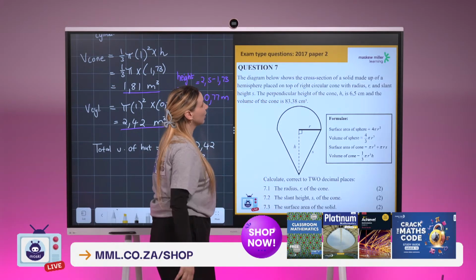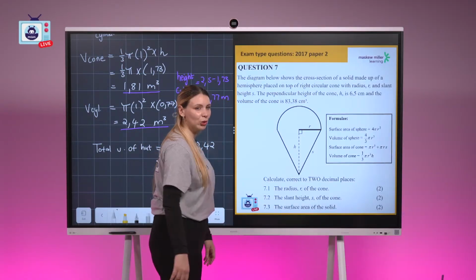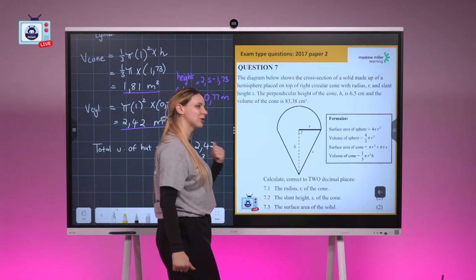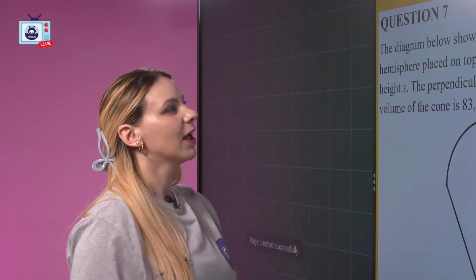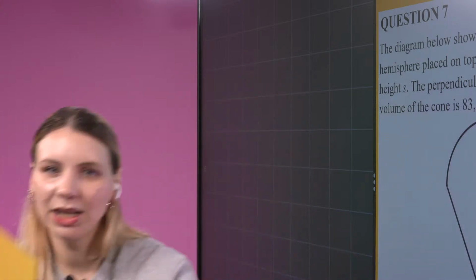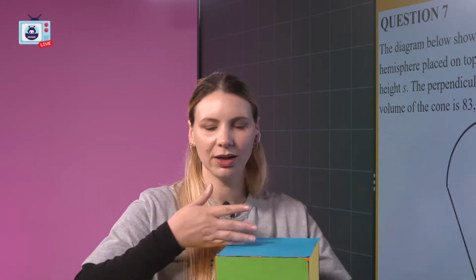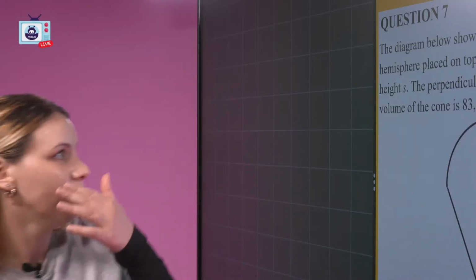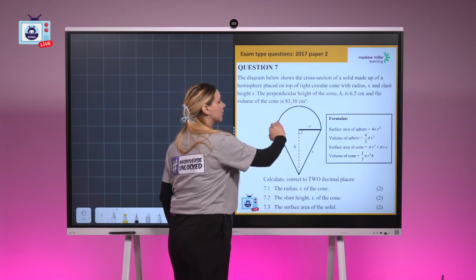I've got one more question here, question 7, 2, 4, 6. I'm not sure if we'll have time to cover all of it, but let's go for it. The diagram below shows the cross-section of a solid. I'm probably going to get asked, what's a cross-section? It's basically the viewpoint that you see if you cut a 3D object in half.